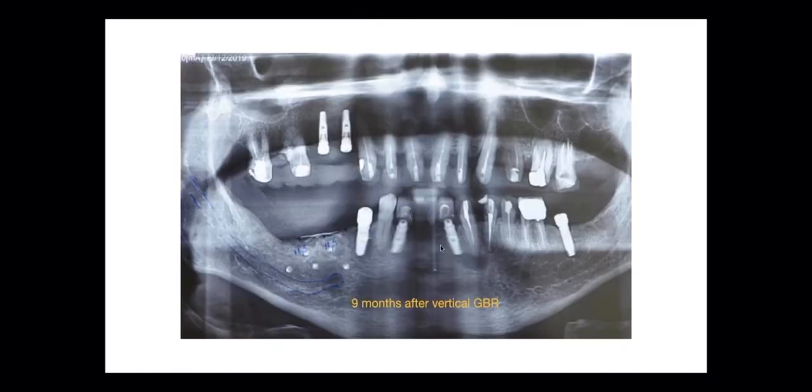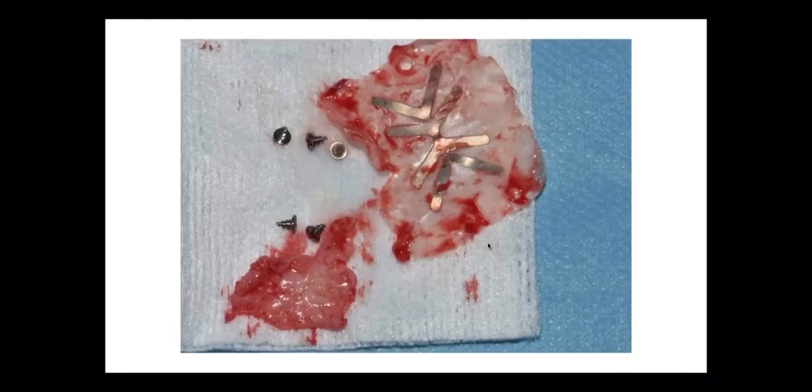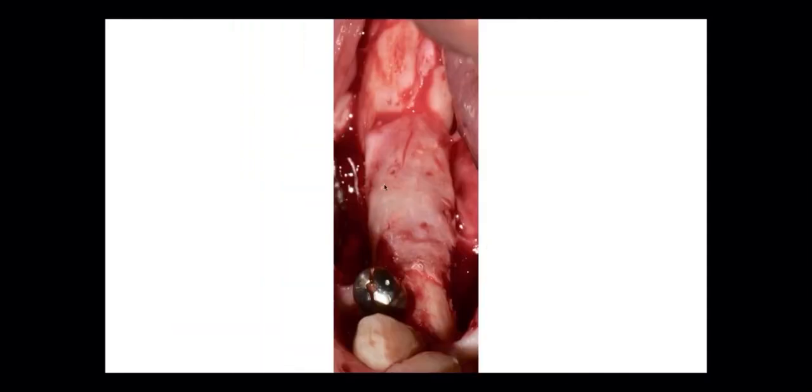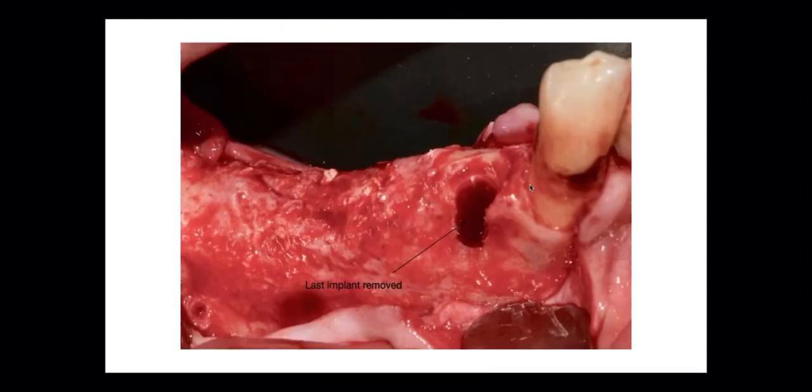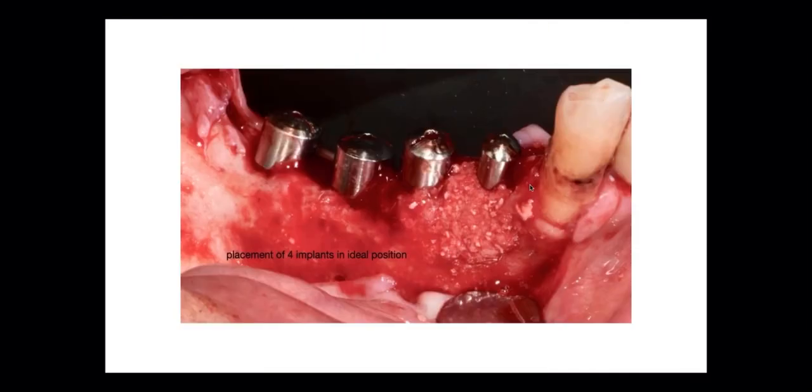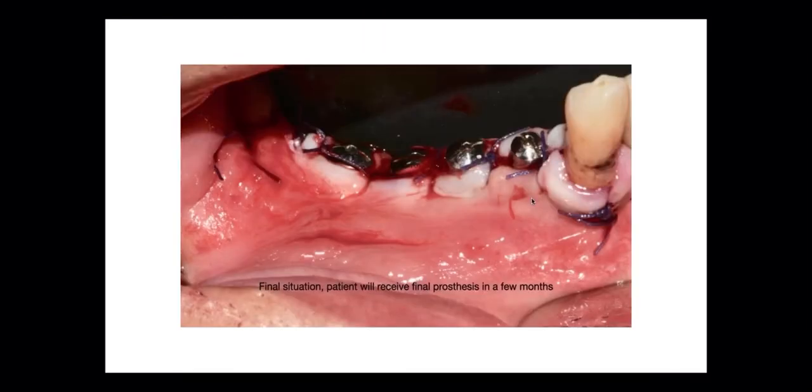Okay, so that was before. This is 9 months after. We went inside again. This is the width that we obtained. And 4 implants were placed in ideal position again.